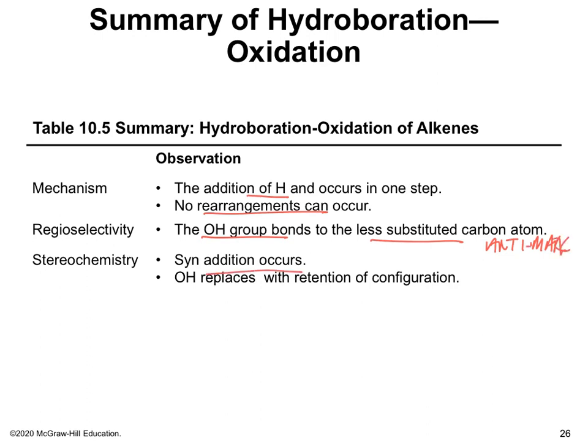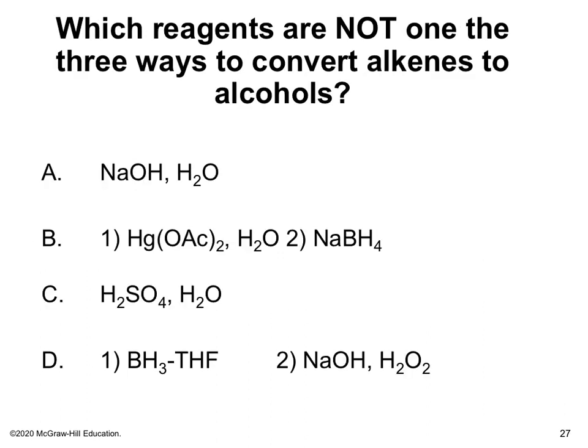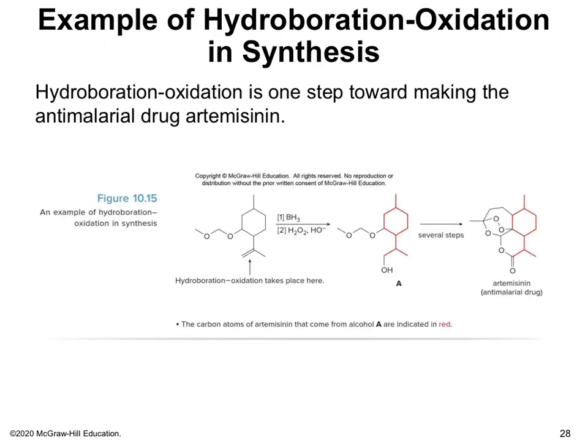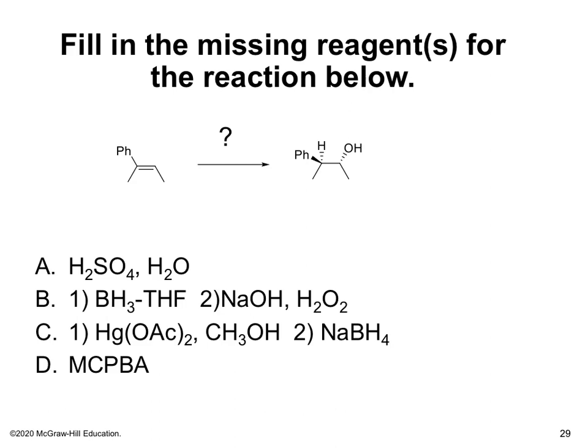Syn addition means you're going to have both dashes or both wedges. And the OH is going to maintain that stereochemistry. Okay, which reagents are not one of the three ways to convert alkenes to alcohols? It would be this one. This one works, and this one works. You've seen these slides as well. This is just an example of installing your anti-Markovnikov OH.